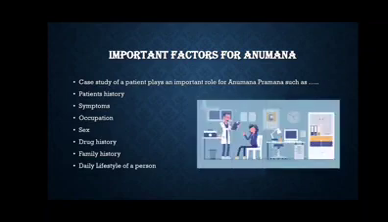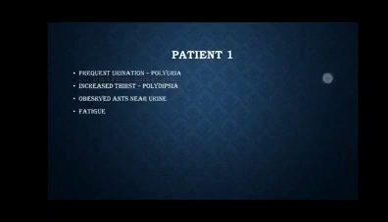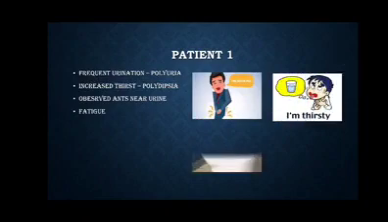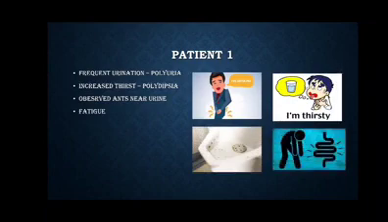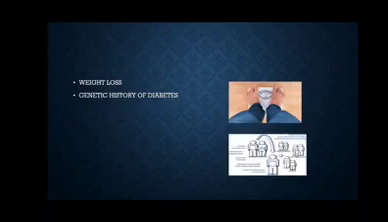Now, to understand how Anumana is done, we will see some case studies of patients. The case study of the first patient says that he has symptoms such as frequent urination, increased thirst, fatigue, and weight loss. He also mentioned his observation of ants near his urine, which is generally the condition when there is a large amount of glucose present in the urine. He also has a genetic history of diabetes.